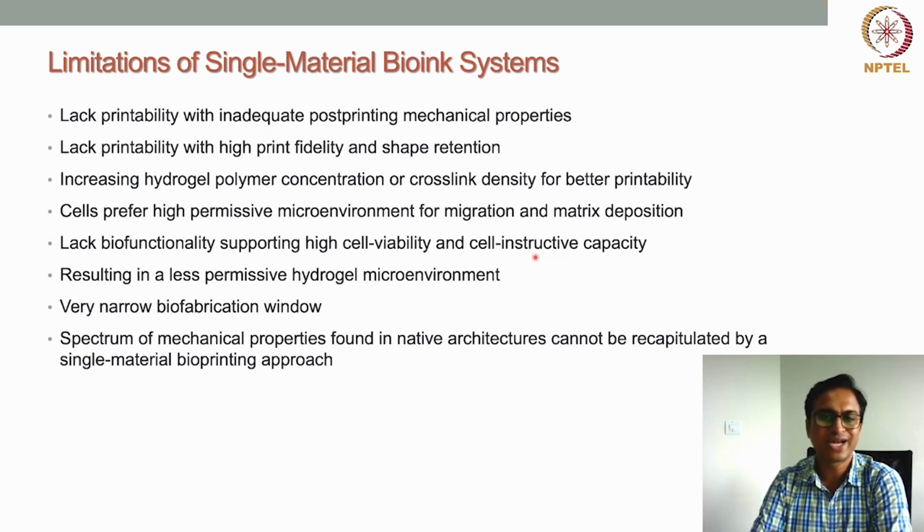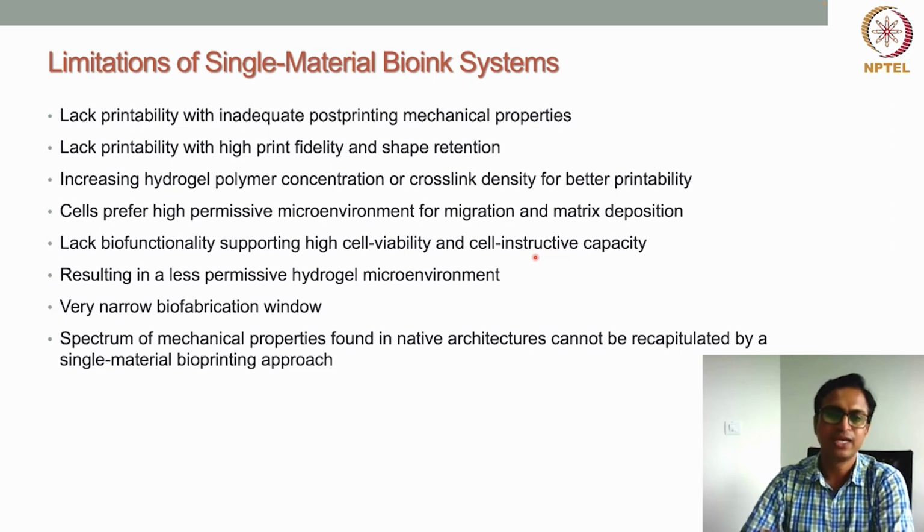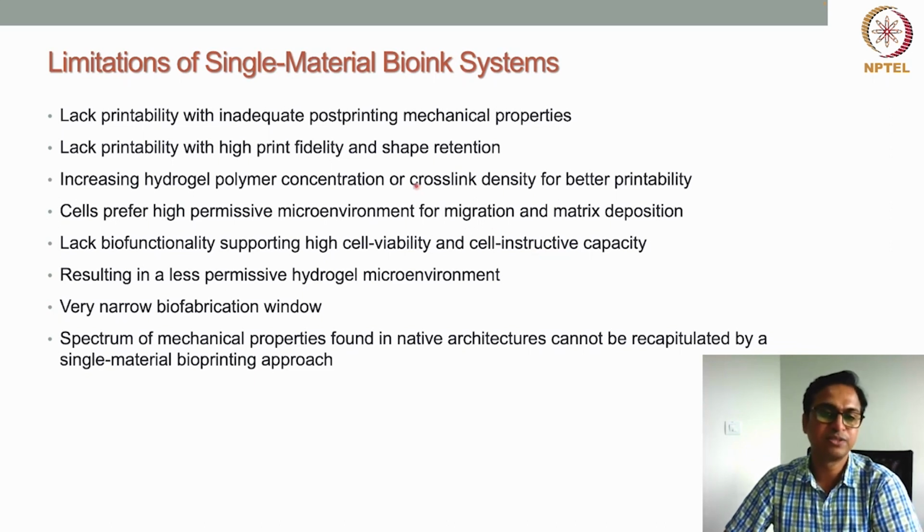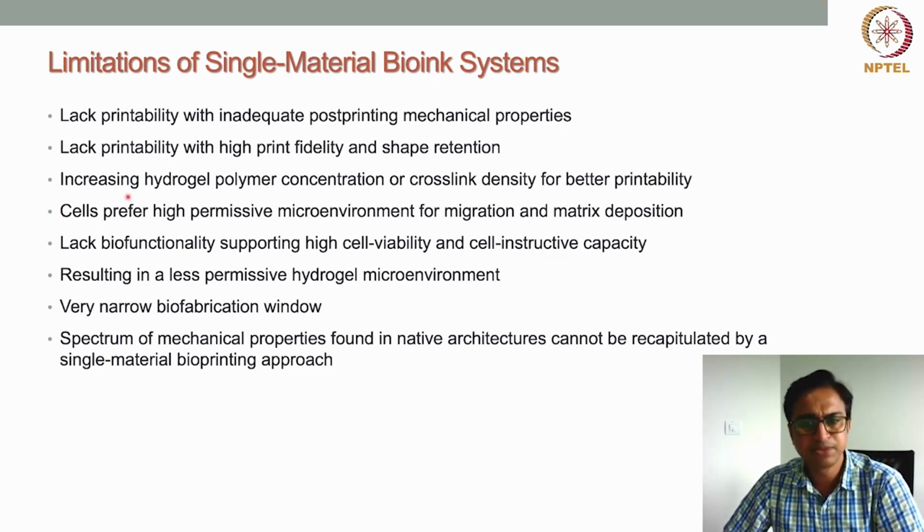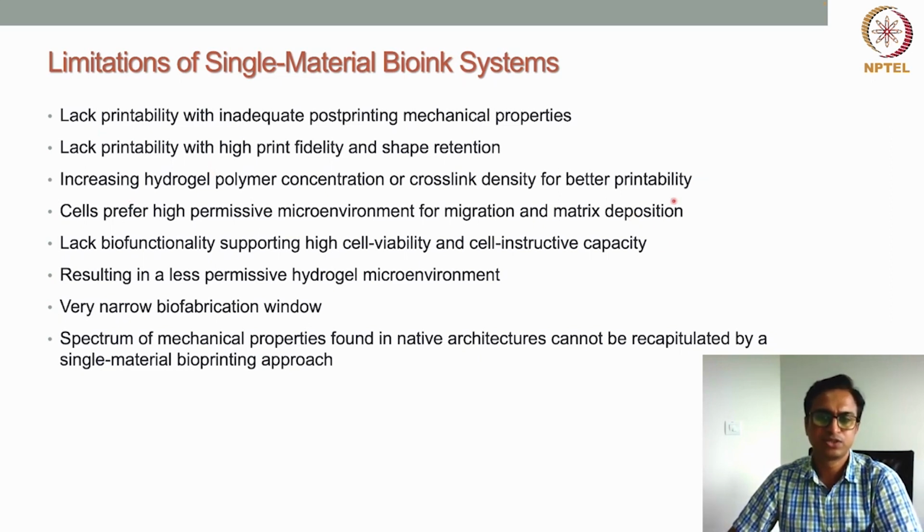One way to tackle these things, to improve the printability, to improve the mechanical properties, and to enhance the shape retention, is increasing the hydrogel polymer concentration. If you increase the polymer concentration, the viscosity of the bioink goes high, and due to that high viscosity, it helps in better printability. So the printability can be improved by increasing polymer concentration.